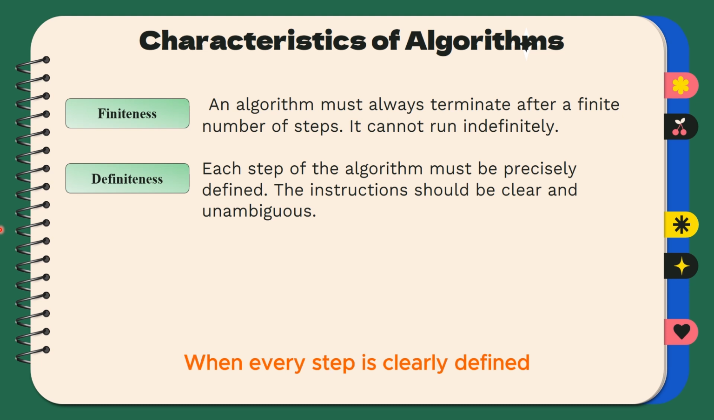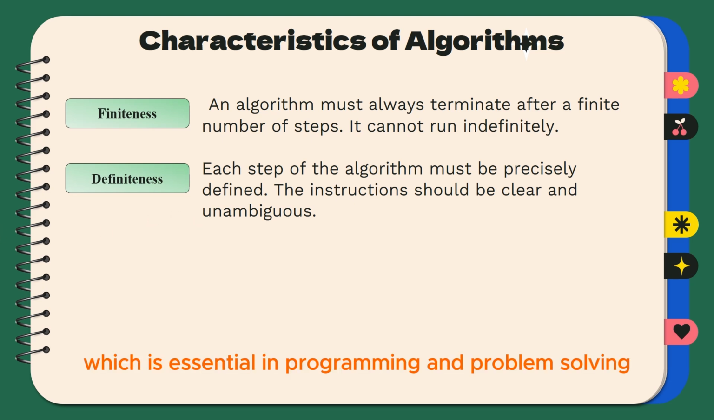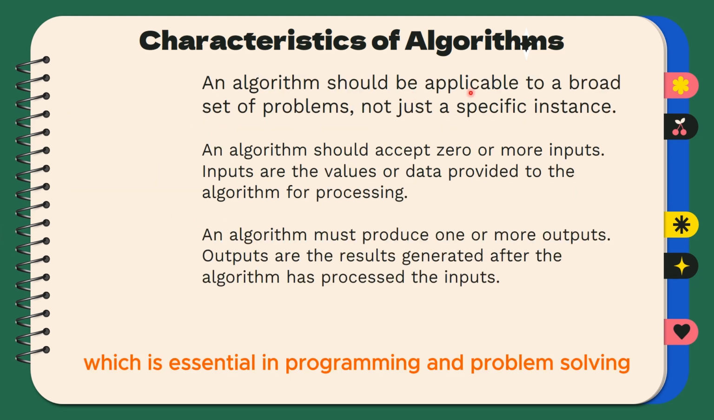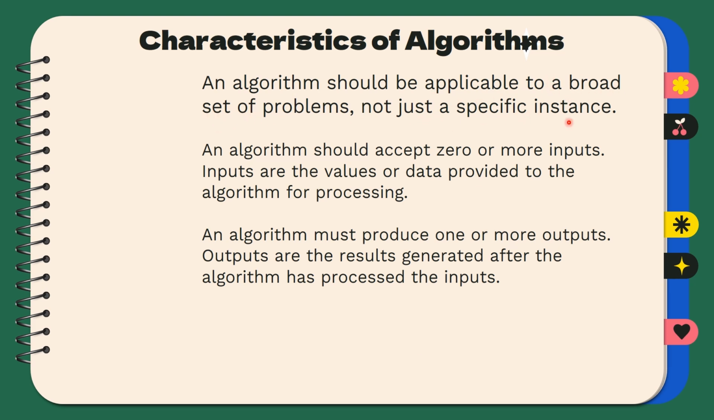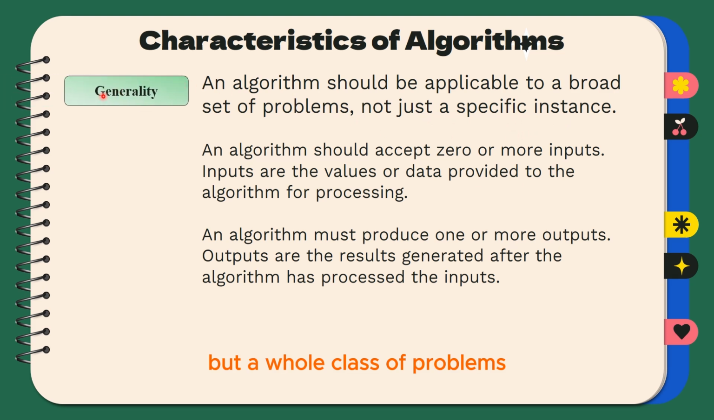When every step is clearly defined, the algorithm becomes easier to implement, debug, and share. It sets standards for consistency and reliability, which is essential in programming and problem solving. Next, a good algorithm should be able to solve not just one specific problem, but a whole class of problems. This property is known as generality, and the versatility makes algorithms powerful tools across various applications.